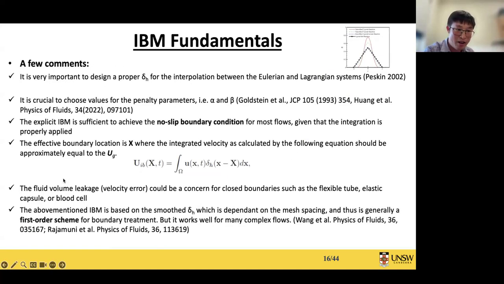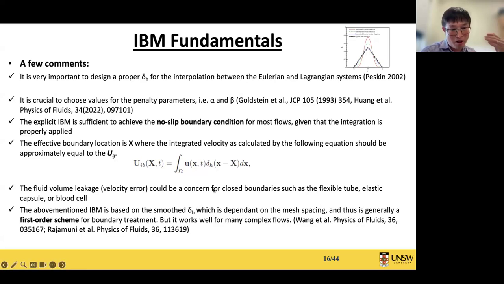So the fluid volume leakage or velocity error could be a concern for closed boundaries, such as flexible tubes or the capsule's blood cells. We will discuss this a little bit more later.